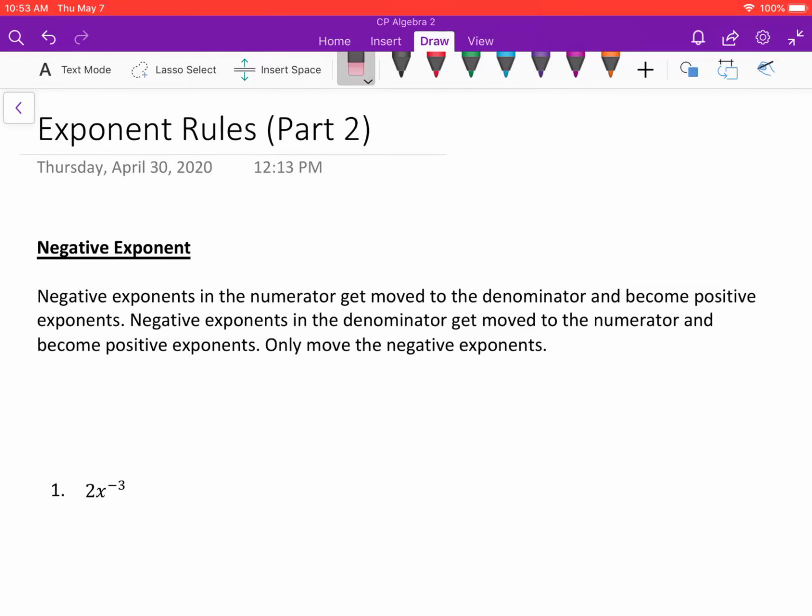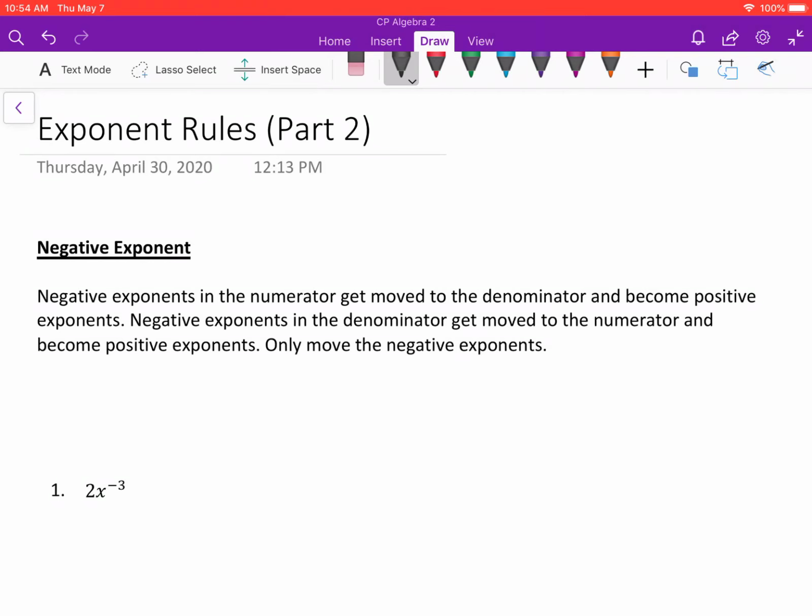This is our second video on exponent rules. We are going to be taking a look at how to deal with negative exponents and how to deal with division with exponents today. So negative exponents: when you have a negative exponent in your numerator, you're going to take that term and move it to the denominator, and the exponent's going to become positive.